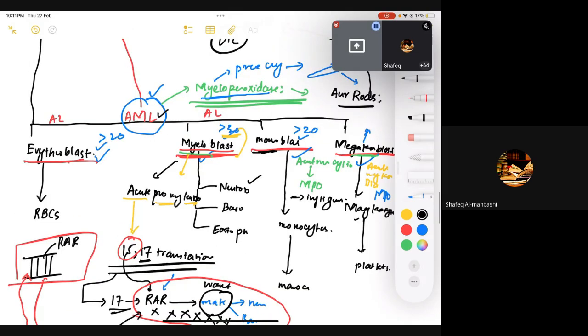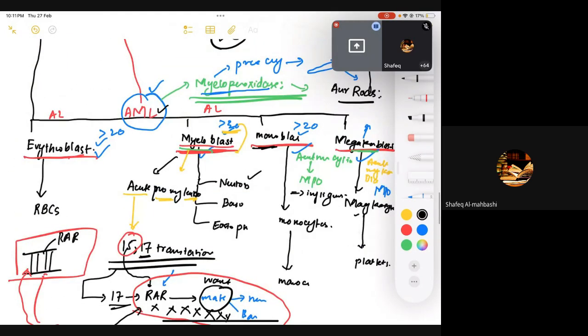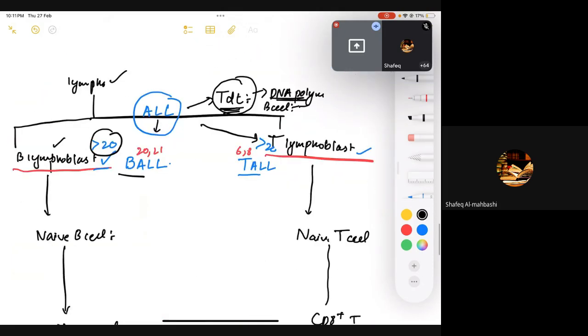How to differentiate AML from ALL? If we have Auer rods or precipitated myeloperoxidase, it's going to tell us that we are dealing with acute myelocytic leukemia. If we have TdT, a DNA polymerase, it will just tell you we have ALL. Is that clear? That's so simple.